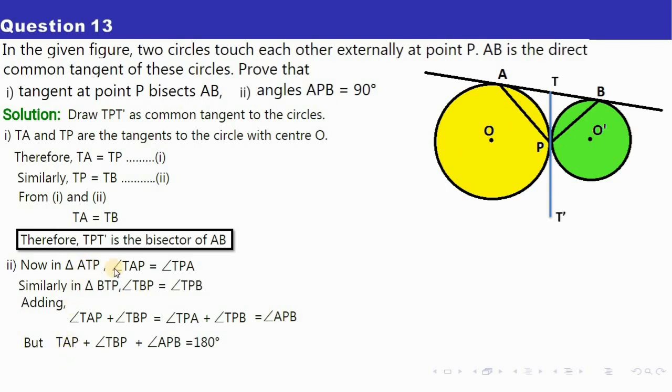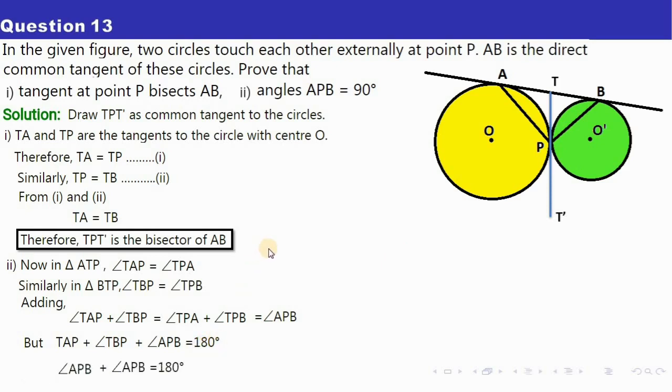Okay, now see here carefully. Sorry, we are talking about triangle APB. So in this triangle, what is the sum of internal angles? The sum of internal angles will be 180 degrees. So here TAP is this angle, TBP is this angle and APB is this angle. When they are added, you'll get exactly 180 degrees, right?